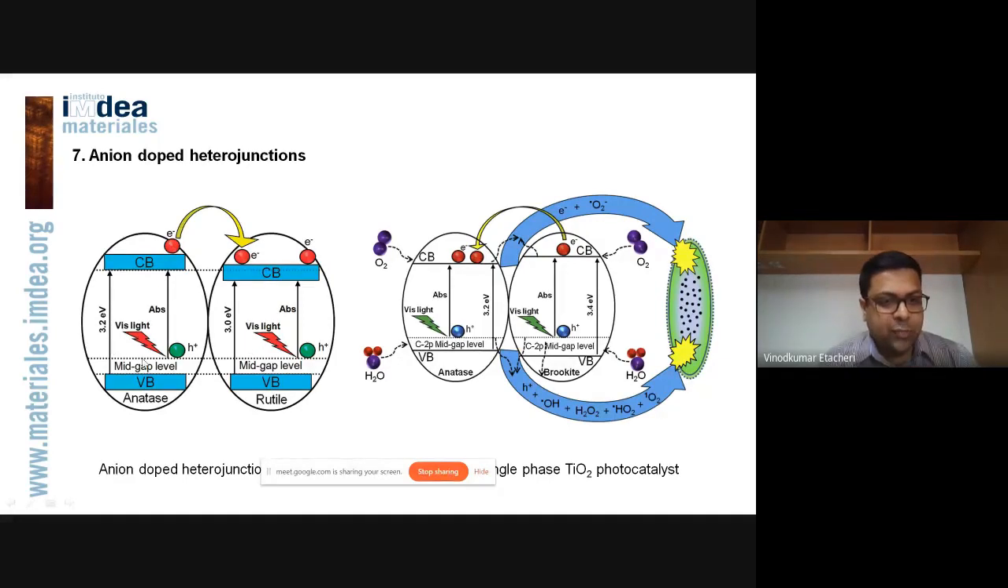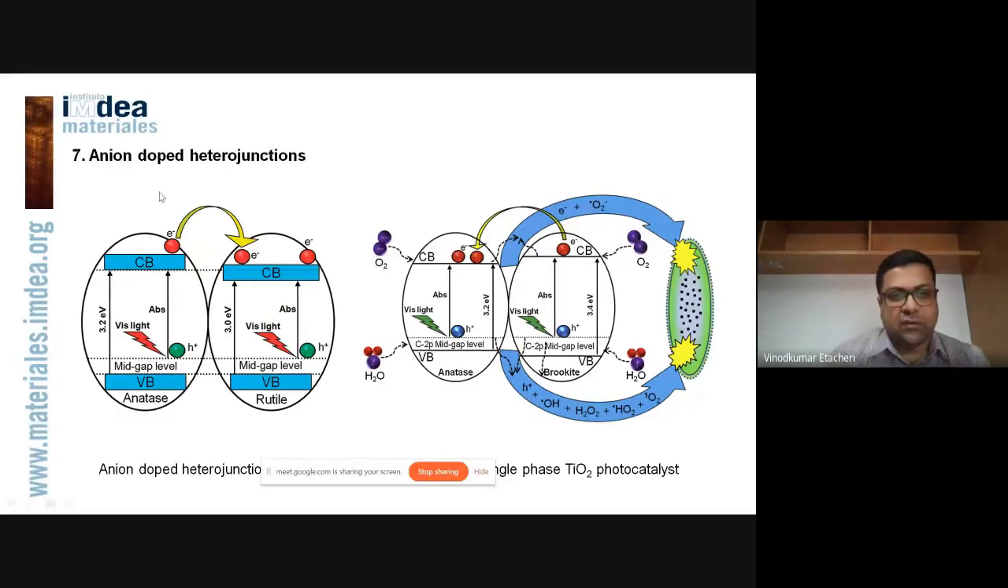So there are two processes. The mid gap levels, the energy levels formed by anion doping, can create additional levels for visible light activation. And the different levels of conduction bands can cause electron separation. As soon as the electron is excited from the mid gap level to the conduction band, those electrons are transferred to the other polymorph, the rutile phase, and the holes are accumulated on anatase. So we have electrons on rutile and holes on anatase. The electrons and holes are separated on two different polymorphs.